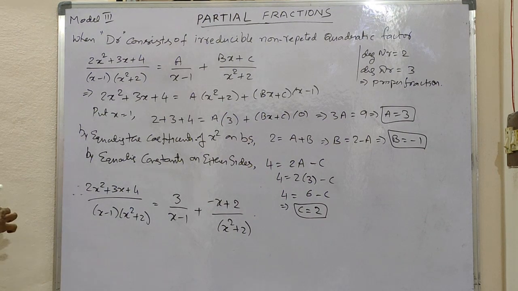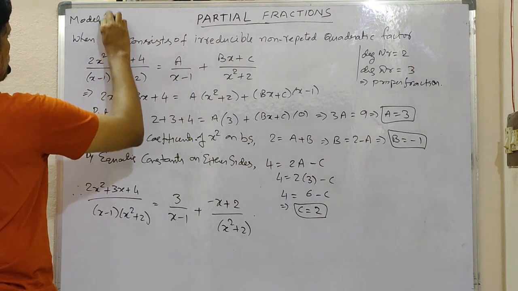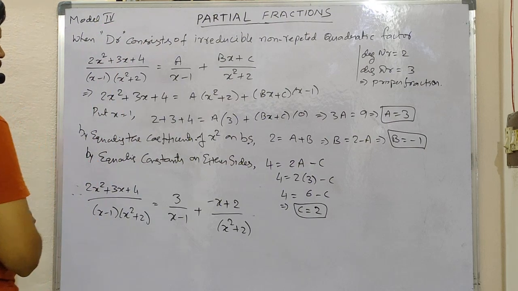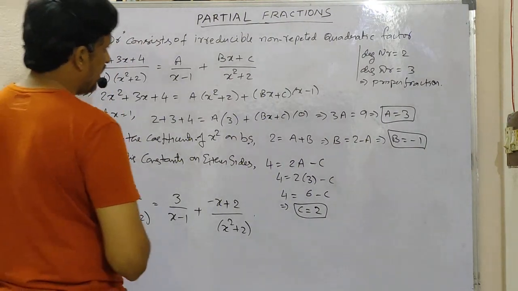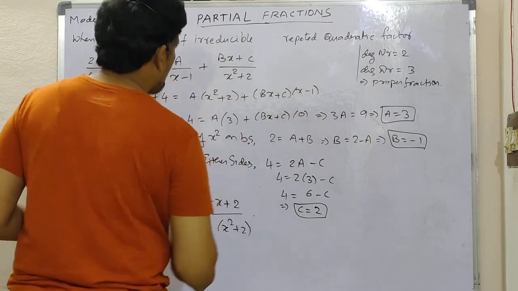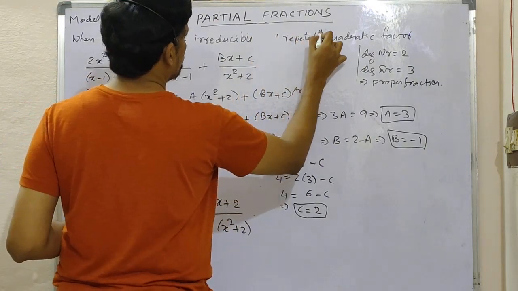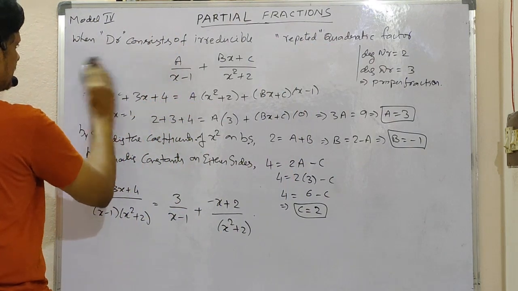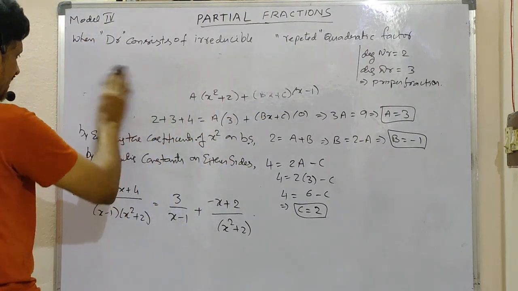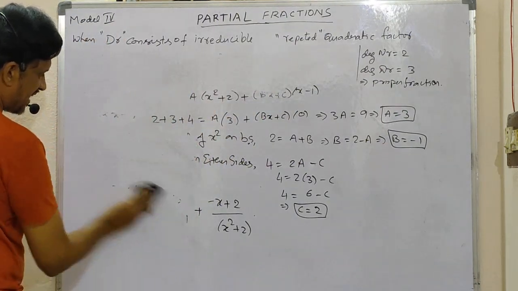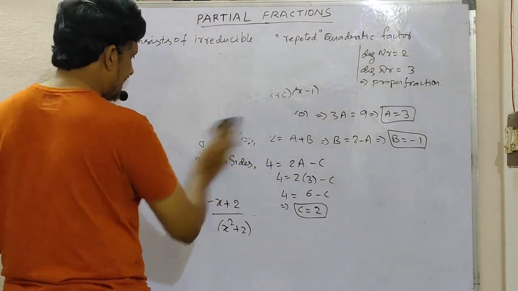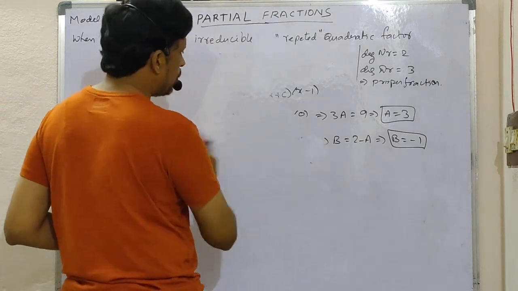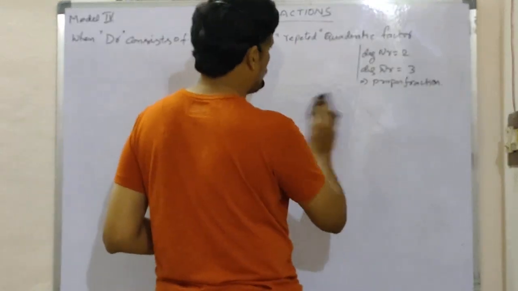Next one is model 4, when denominator consists of irreducible repeated quadratic factor. Repeated quadratic factor is the fourth model. First model is non-repeated linear, second model is repeated linear, third model is non-repeated quadratic, fourth one is repeated quadratic. So non-repeated and repeated, two linear, two quadratic factors are the first four models.